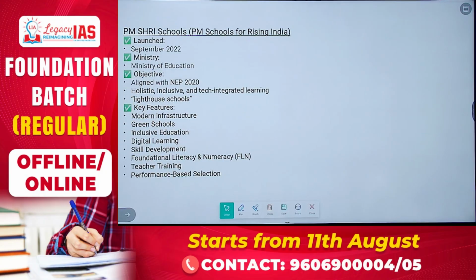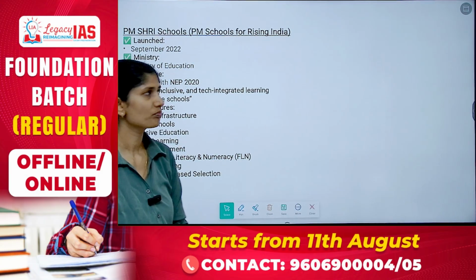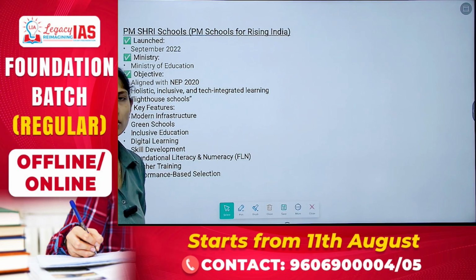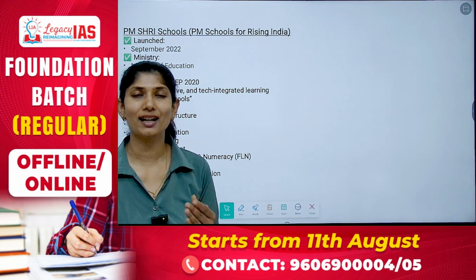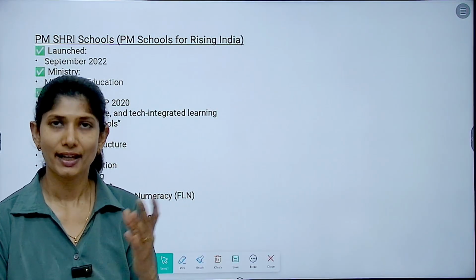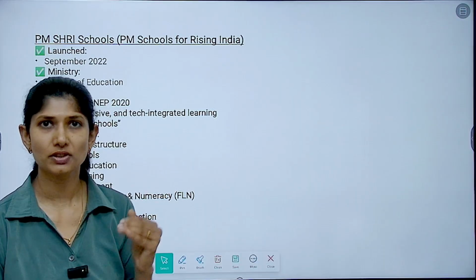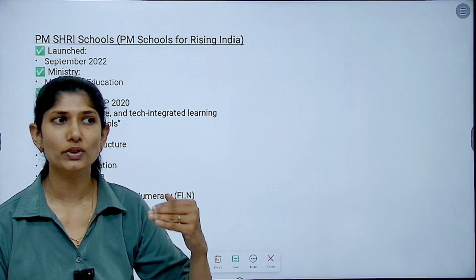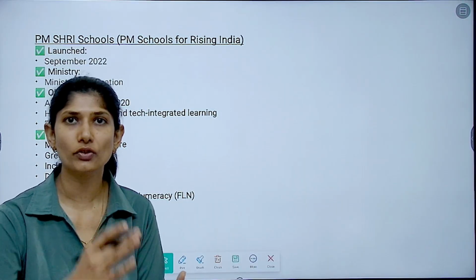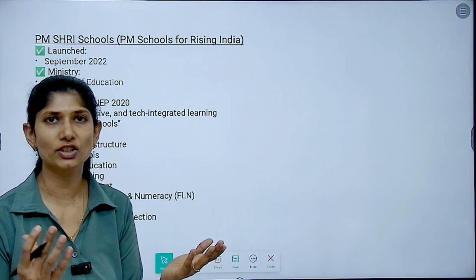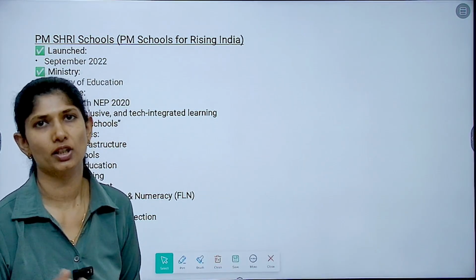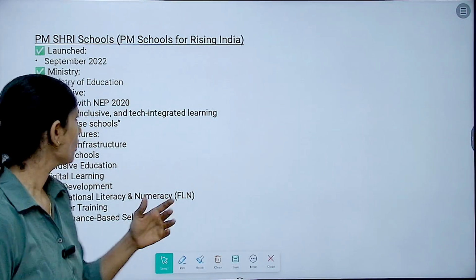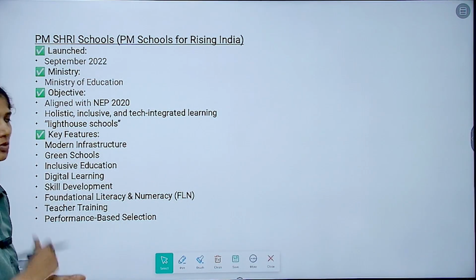With respect to PM Shri schools, PM Schools for Rising India, it was rolled out in September 2022. It is under your Ministry of Education. The objective of this scheme is to make sure that it is aligned and in consonance with the National Education Policy 2020, which is nothing but education that will create employment based on the workforce out there. There should not be a breach or opposing forces between employment and education. It should be in consonance. For that, what is this PM Shri school trying to do?